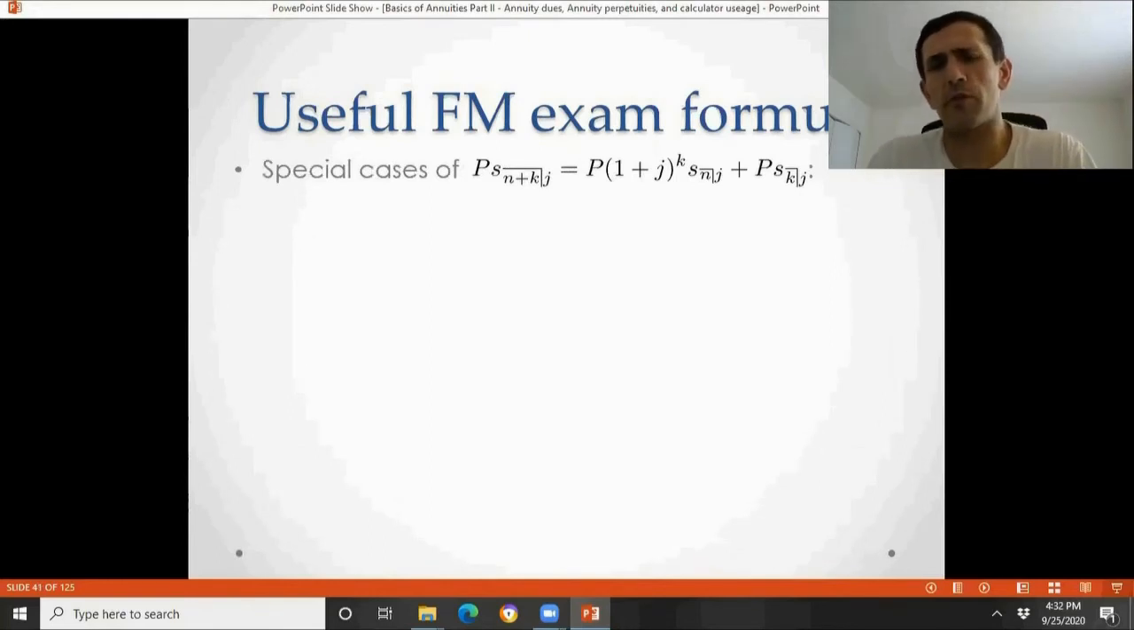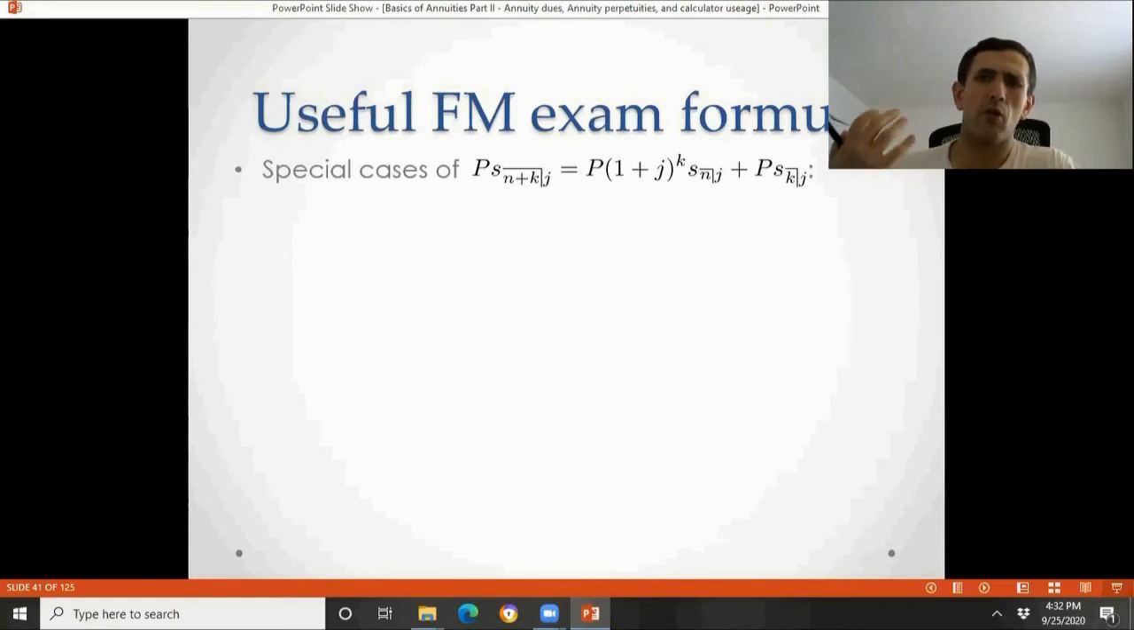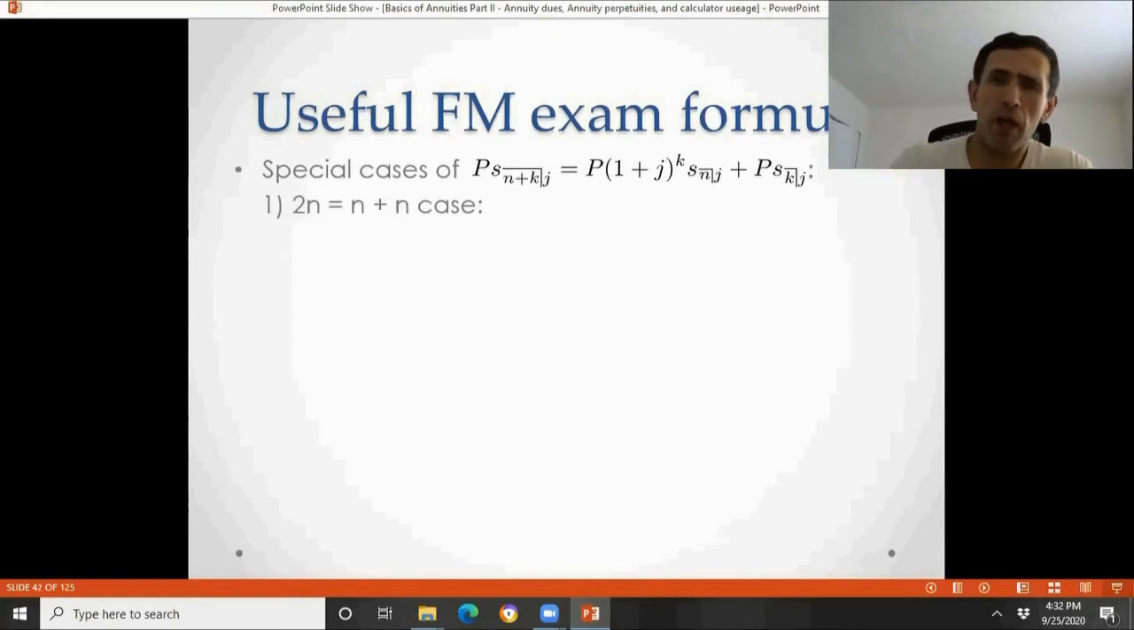Particularly this is useful when P equals 1, and there are three particularly useful examples of what K is that give you useful formulas. The first one is K equals N, so just dump in K equals N, P equals 1. Well, you just get (1 plus j) to the N, S_N,j.